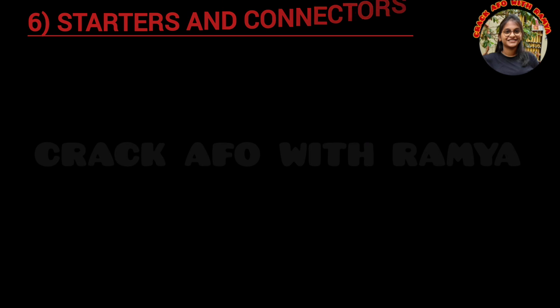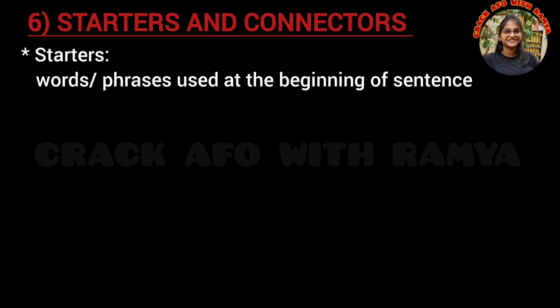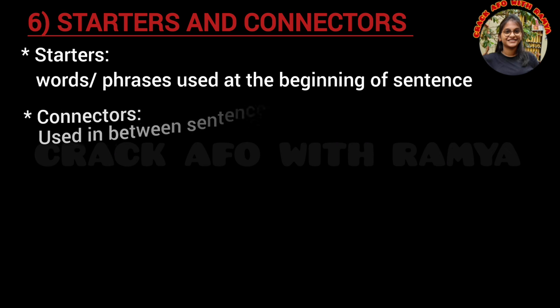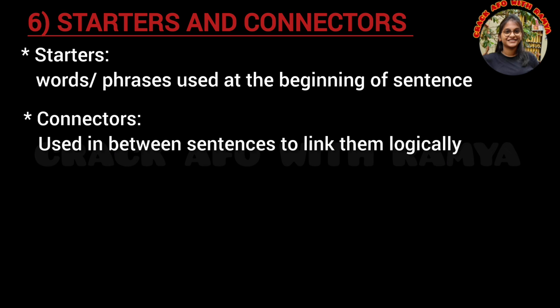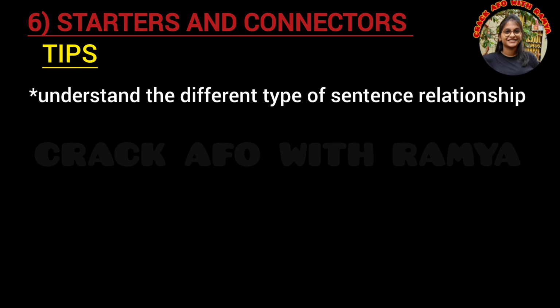And the next topic is sentence connectors and starters. Like, starters are the words or phrases used at the beginning of a sentence, while connectors are used in between two sentences to link them logically. This is actually one of the easiest topics if you follow a good strategy. And the tip I want to share and the strategy I followed is, first understand the different types of sentence relationships. There are usually 5 types.